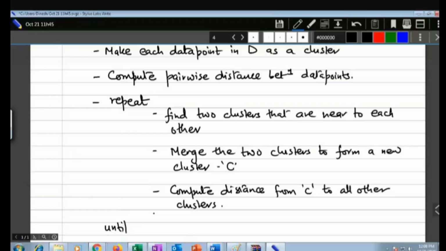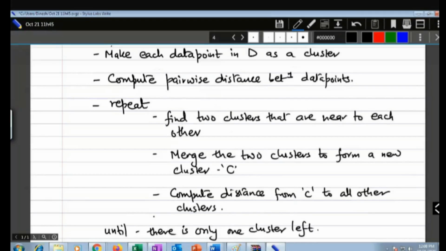Repeat this until there is only one cluster left. So you will find two clusters and go on merging them, then another two clusters, then merge those two clusters, and go on merging until there is only one cluster left.